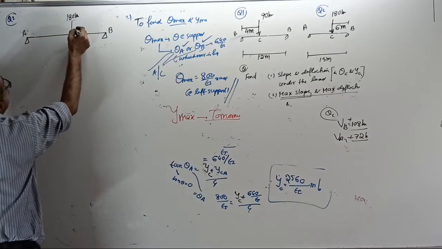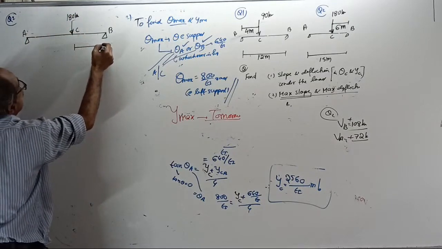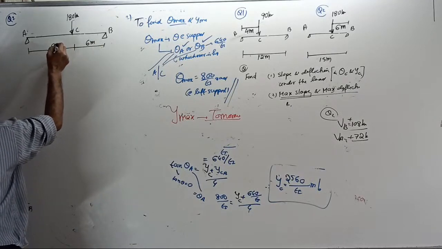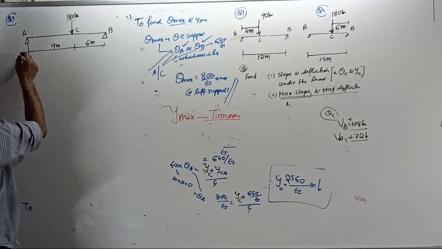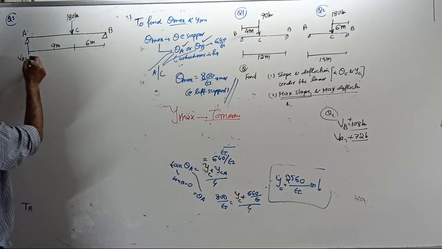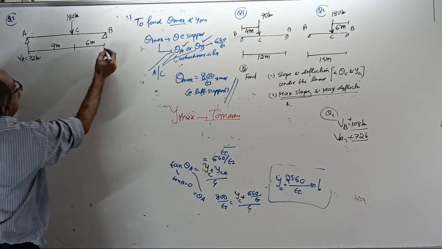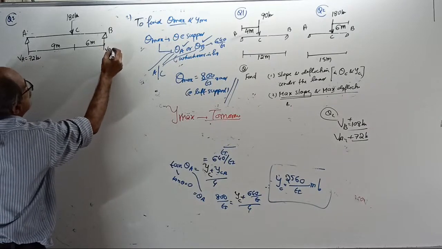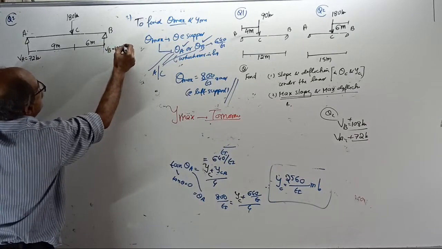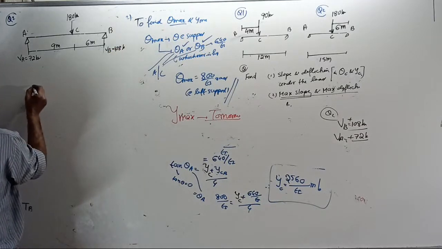This is A, B, C. This is 6 meter. This is 9 meter. This reaction VA, we got 72 kilonewton. Reaction VB, we got 108 kilonewton. Draw the bending moment diagram.